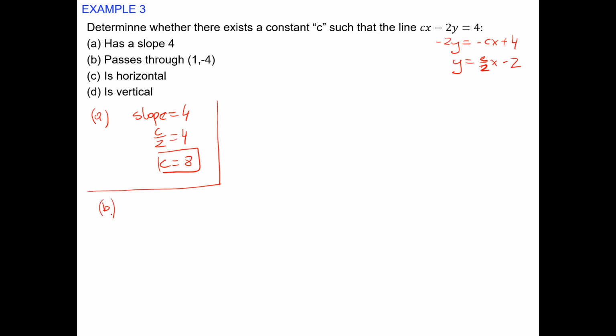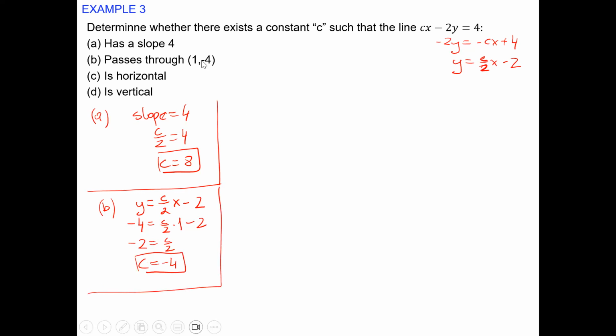Now part B, the line must go through (1, -4). If y is -4, we can also use that form. That means we want y to be -4, we want x to be 1, and we can solve it for c. I think it has the solution. Let's add 2 to both sides. We will have -2c over 2. c is basically -4. If c is -4, the line passes through the point (1, -4). Not a problem.